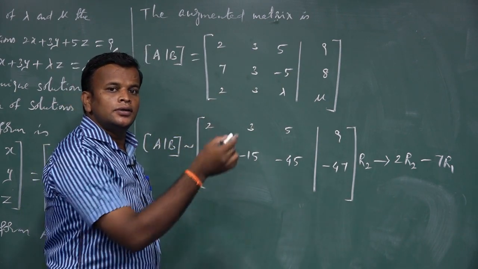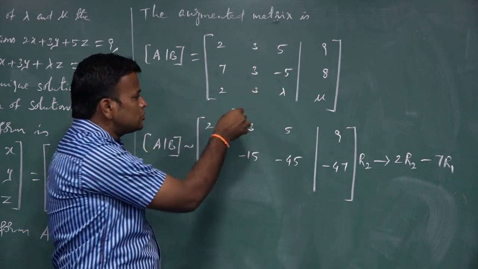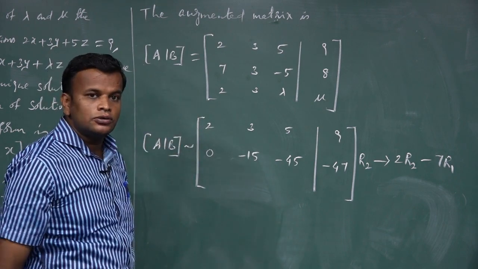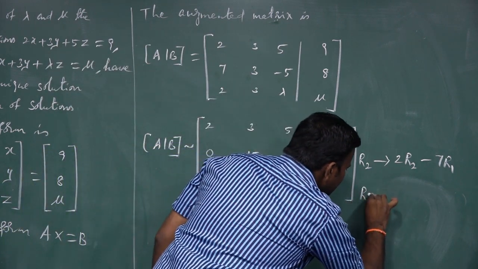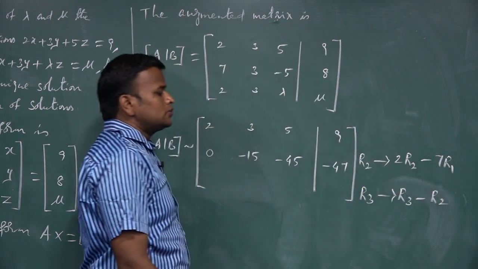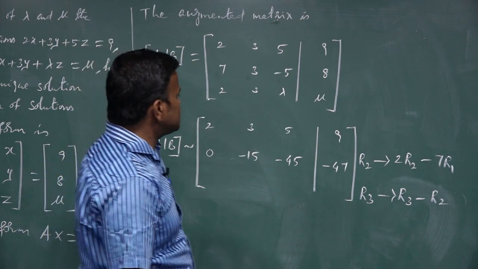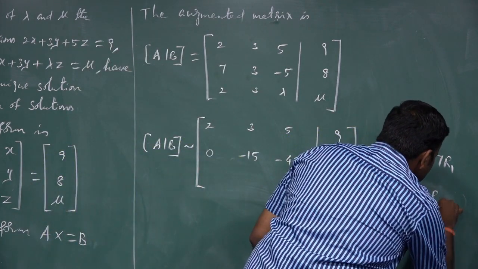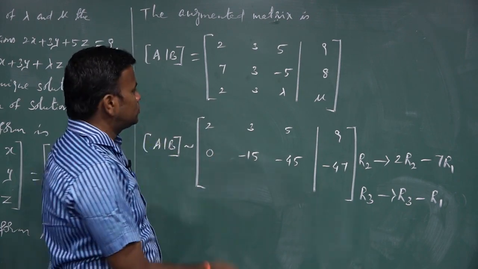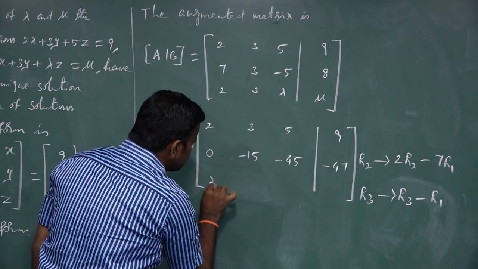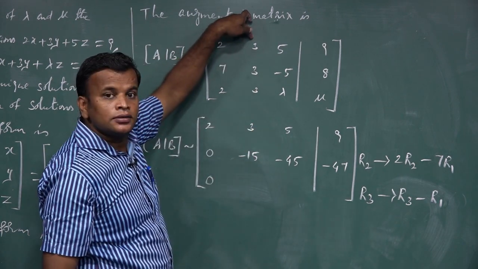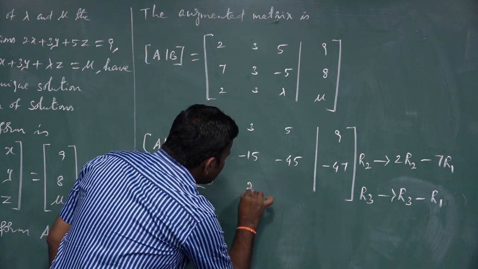We consider R3 and R1. You see both numbers are 2. Just if we subtract, that element becomes 0. So I write R3 as R3 minus R1. Third row minus the first row. 2 minus 2 is 0. 3 minus 3 is 0.